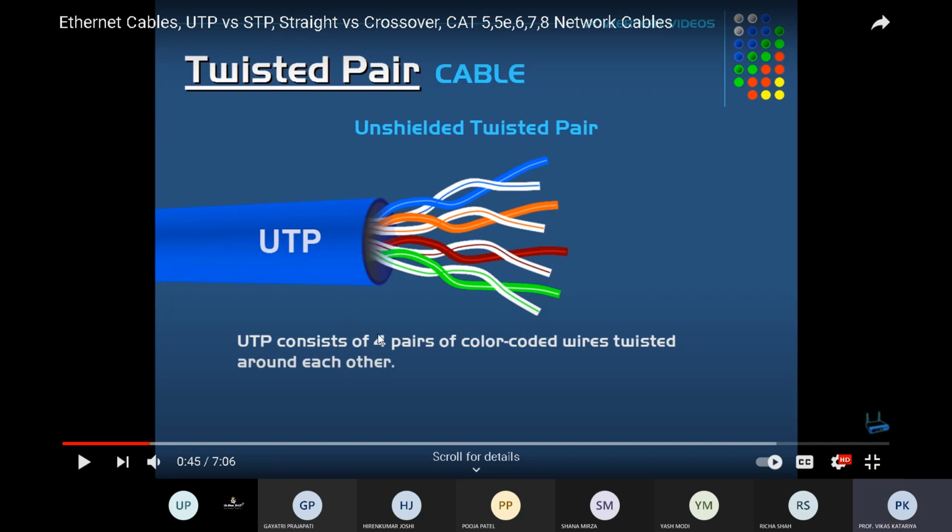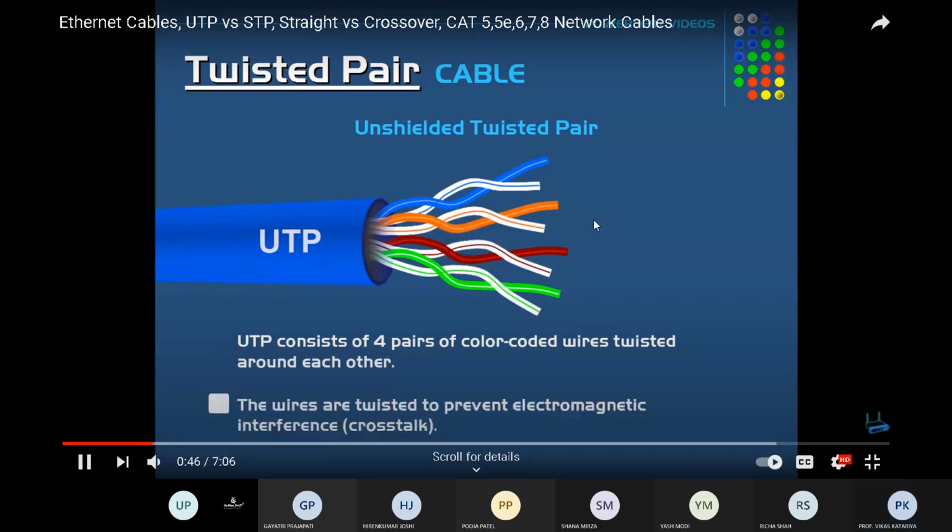So UTP consists of four pairs of color coded wires twisted around each other. And the wires are twisted to prevent electromagnetic interference. So the twisting is important because we want less interference from electromagnetic waves. Therefore, it is twisted.